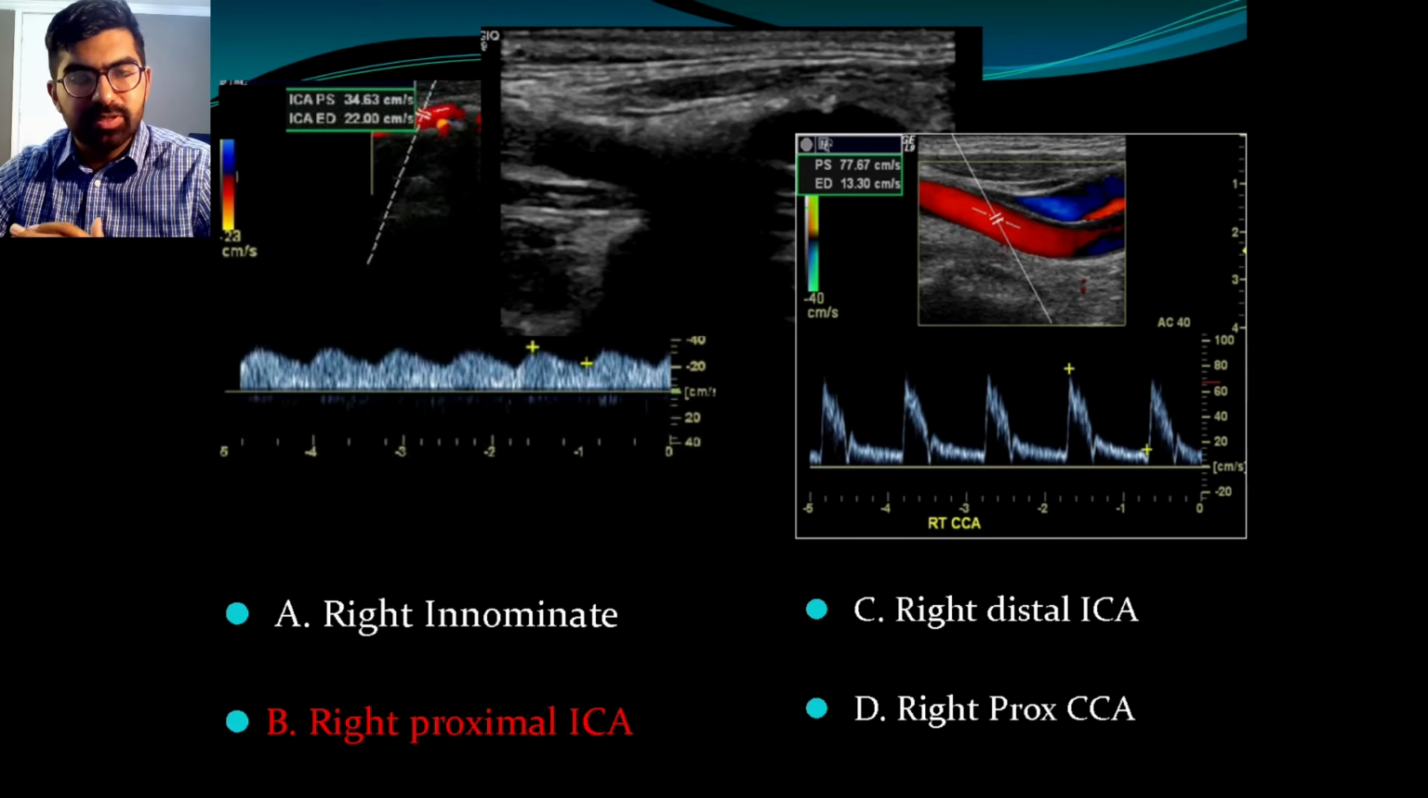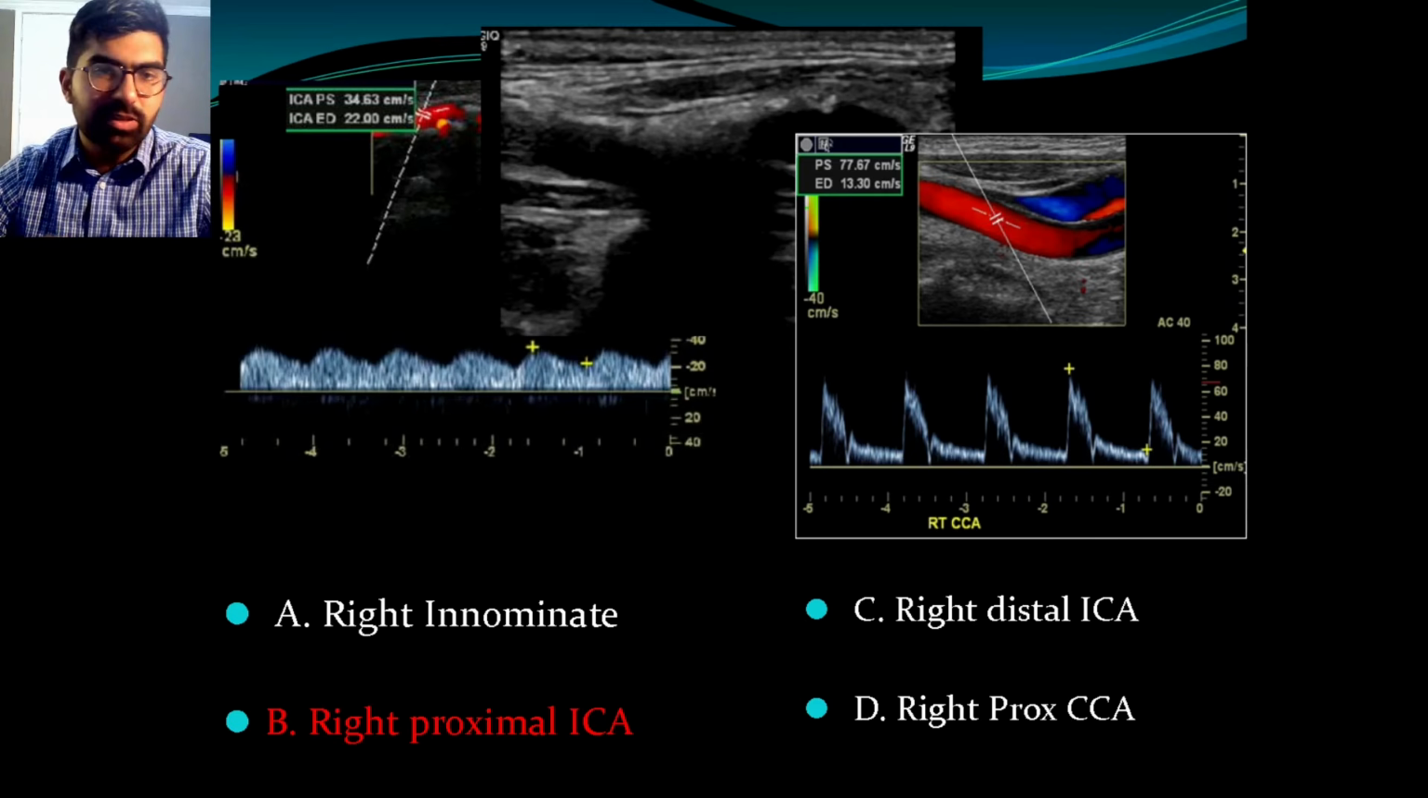Sometimes the numbers, especially when you're looking to quantify carotid stenosis, won't be there. And so unless you've actually looked at the waveforms, you may miss a critical stenosis that you may be able to help the patient with intervention. So this is really important.